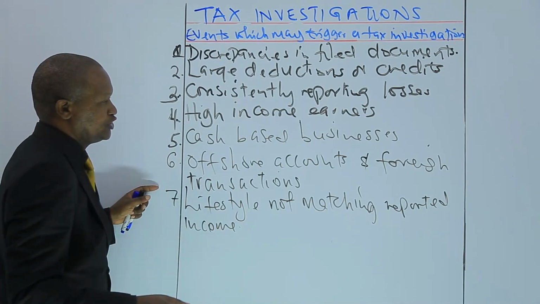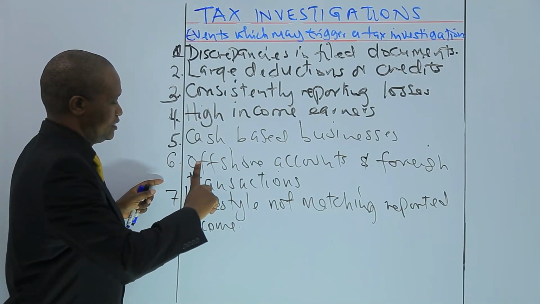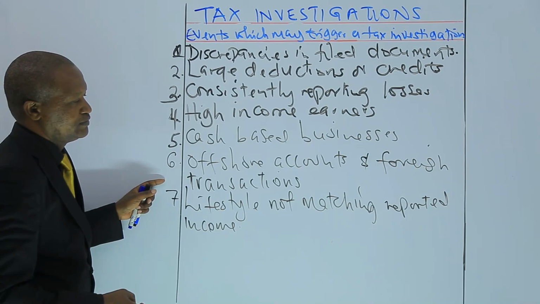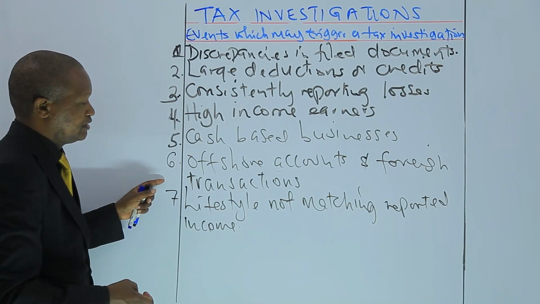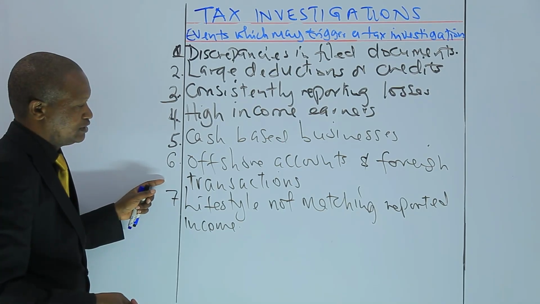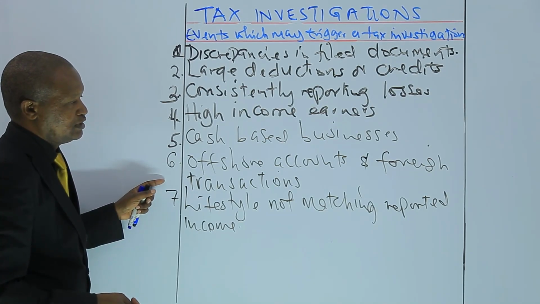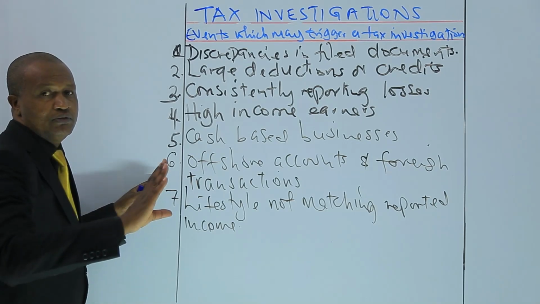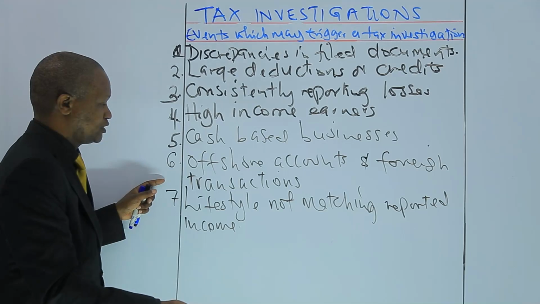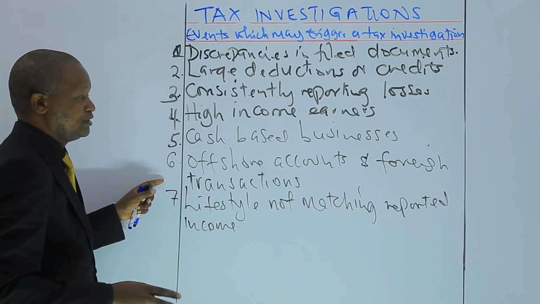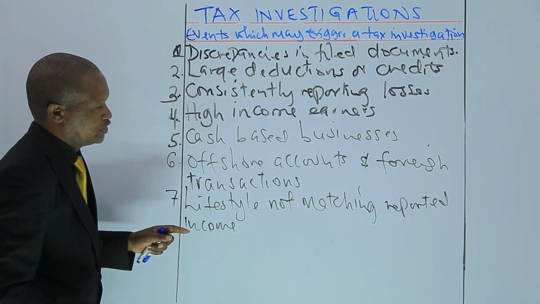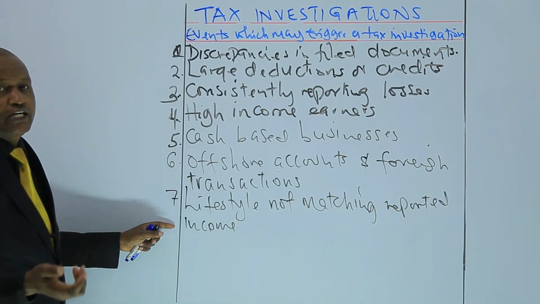Lifestyle not matching reported income. We've had cases in Kenya where celebrities have been targeted by the authorities, where the lifestyle does not match what they report in terms of income, and they've been subject to tax investigation.